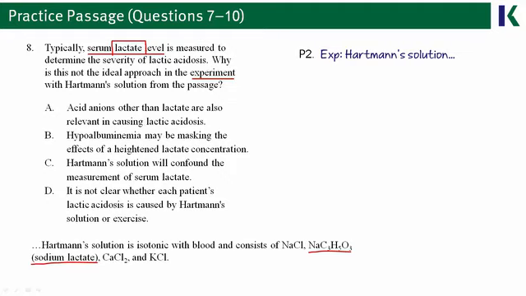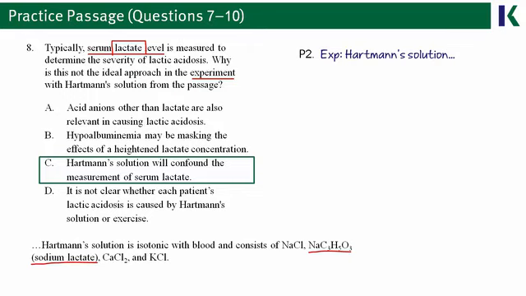So the correct answer here is C. Hartmann's solution itself actually adds a whole lot of lactate. So if you test a patient and they have really high serum lactate, you don't know if that's from lactic acidosis or if it's from the sodium lactate you just gave them and injected into them. That's why it's not going to be a good measure for this particular experiment.